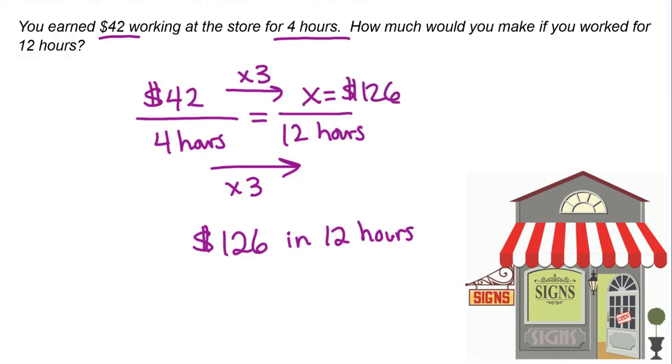Okay, so 3 strategies for solving proportions, finding missing values in proportions: look for vertical relationships, horizontal relationships, or use cross products. And then we can set up and solve proportions to help us solve real-world problems.